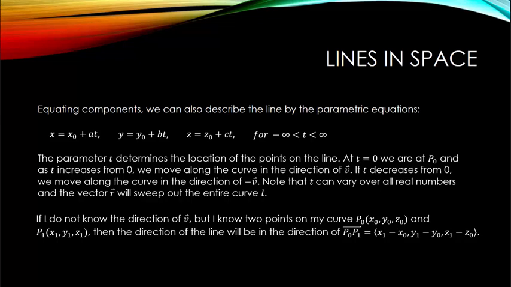If I don't happen to know the direction of vector v, but I know 2 points on my curve, say p naught and p sub 1, then the direction of the line will be in the direction of the vector p naught, p sub 1. This will be given by the components x sub 1 minus x sub 0, y sub 1 minus y sub 0, and z sub 1 minus z sub 0.